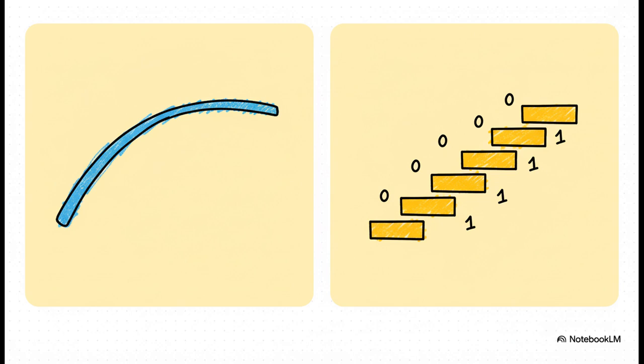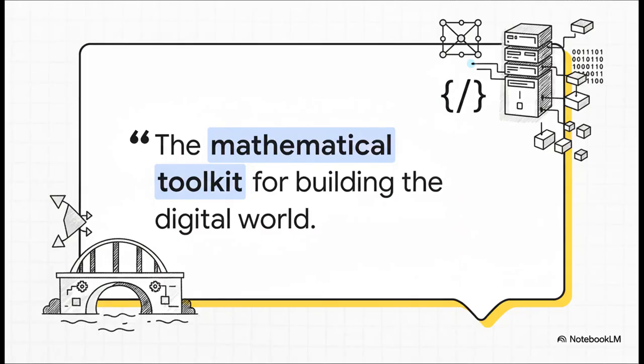See, computers don't think in smooth curves. They think in steps, on or off, 0 or 1. And that is why this is the true math of the digital world. You could even say it's the mathematical toolkit for building the digital world. It's like if you want to build a skyscraper, you need to understand physics. Well, if you want to build a social network or a search engine, you absolutely need this toolkit.